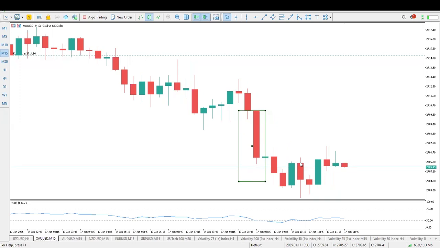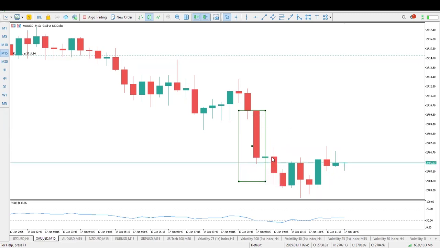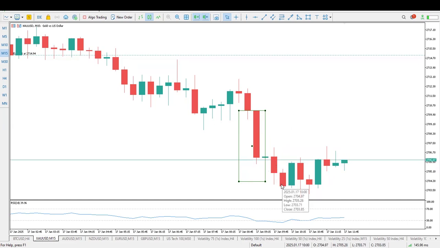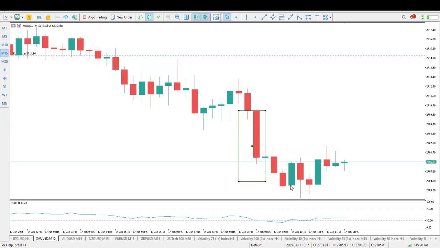So like I said, for a red candle, it will always open at the top and close at the bottom. While for a green candle, it will always open at the bottom and close at the top.